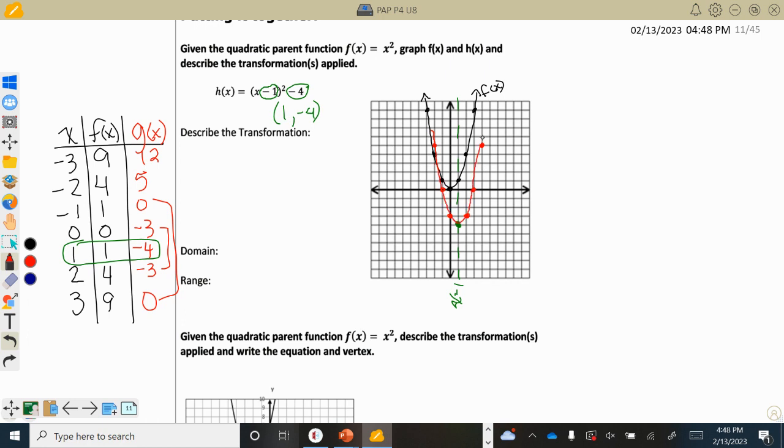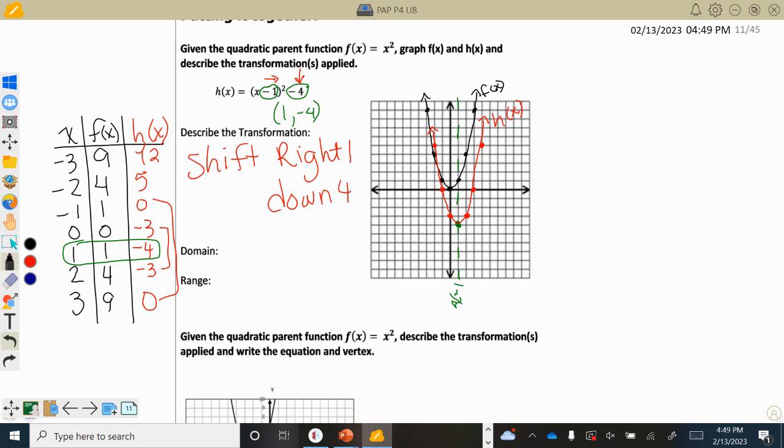And we'll just connect our points. Make a nice pretty little U shape, as pretty as possible. This is h of x, not g of x. Okay, let me fix this. This is h of x. So there is our new parabola. For the changes to describe the transformation, it shifted to the right 1 and then down 4. Okay, right 1, down 4.